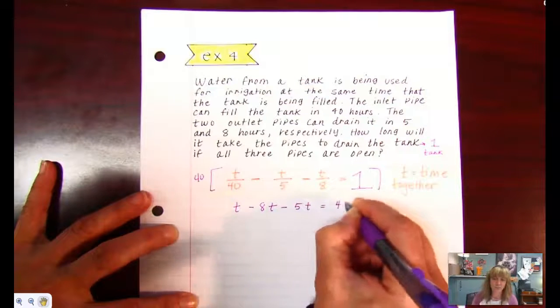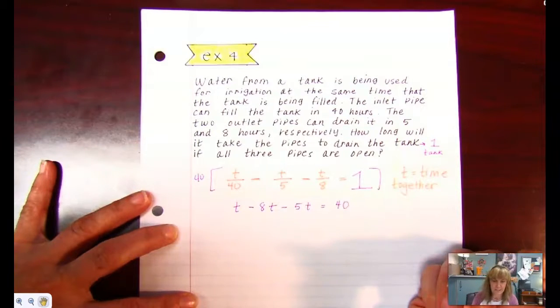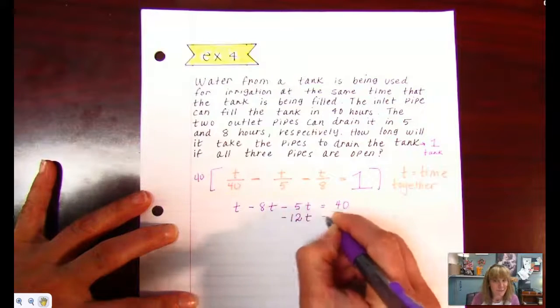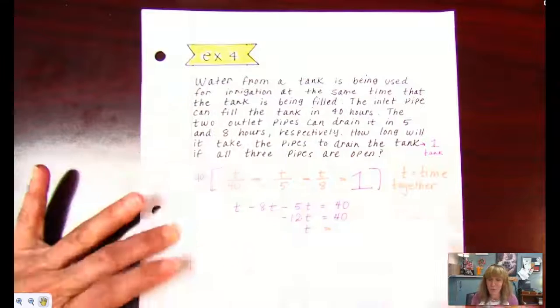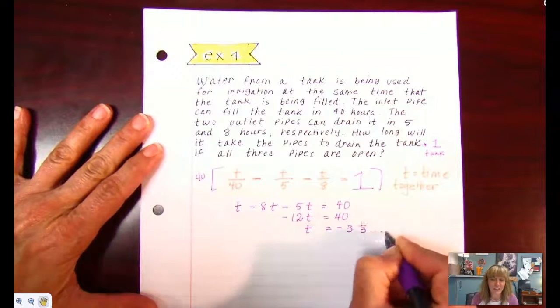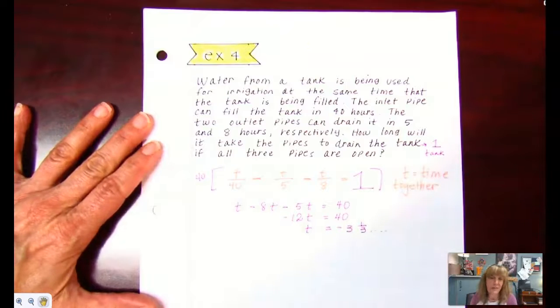So again, no more fractions. I cleared them out with the LCD. Y'all, t minus 8t minus 5t, all those t's add up to a negative number. So we're solving for time here. And when we solve for time, we get a negative answer, which is impossible. So there is no solution to this problem. If all 3 pipes were open, it would never fill.